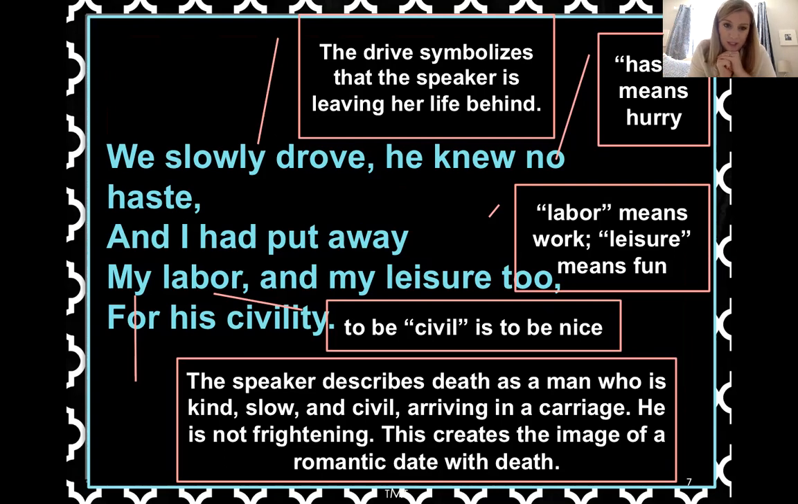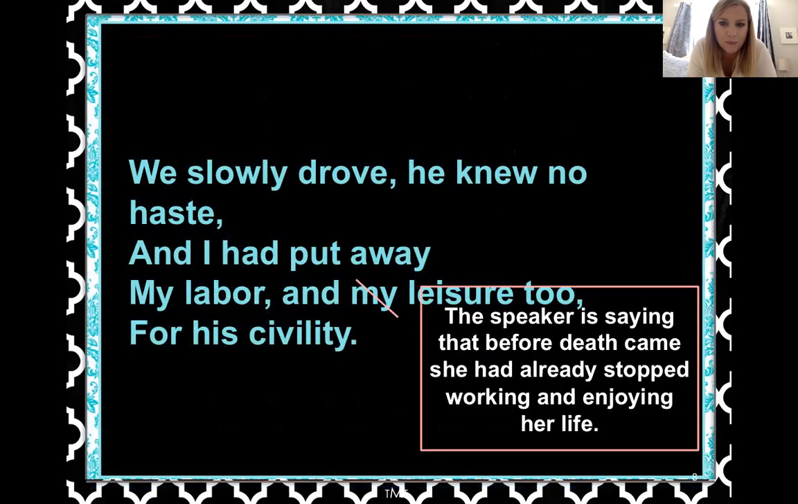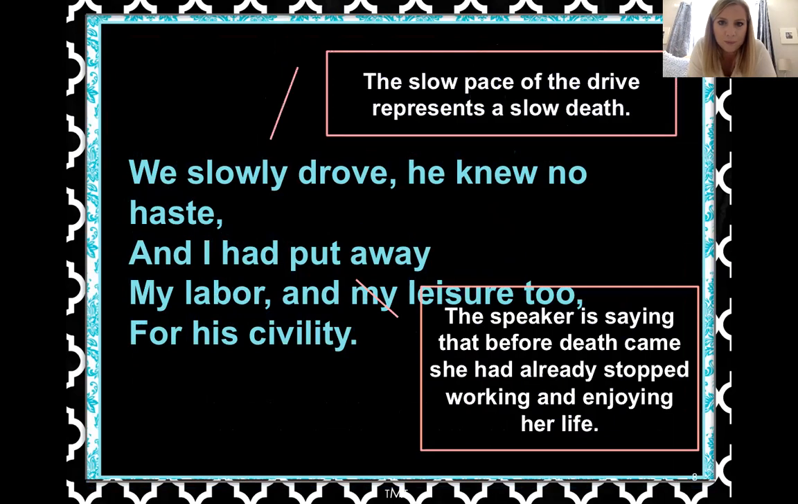So let's look at the bottom. It says, the speaker describes death as a man who is kind, slow, and civil, arriving in a carriage. He is not frightening like the Grim Reaper, but it is kind of romantic. It's like a romantic date with death. He picks her up in a carriage. He's kind. He's gentlemanlike. So this is kind of opposite of what we usually see as death being personified as something to be frightened, something that comes quick and maybe violent. This is not it. We already talked about the slow pace of the drive representing a slow death.